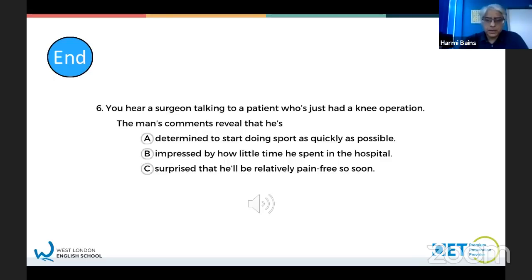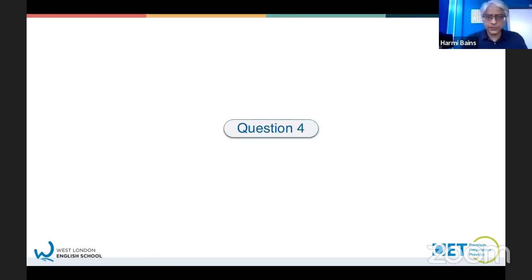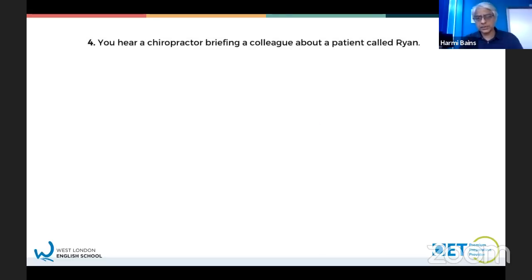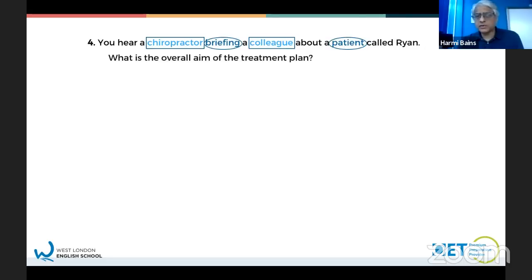So what we're going to do is go through the questions, and we're going to go back to question number 4 first of all. That's with your context statement. You were listening to a chiropractor speaking to a colleague. He was actually briefing his colleague about a patient. So that was your context. The question was, what is the overall aim of the treatment plan? I've highlighted overall aim, and that's what you're listening for. That's what they're asking you. That's what you've got to get.